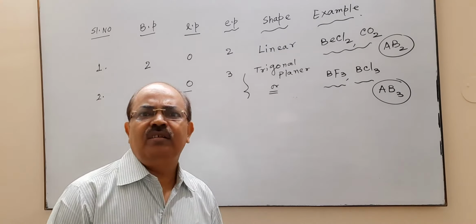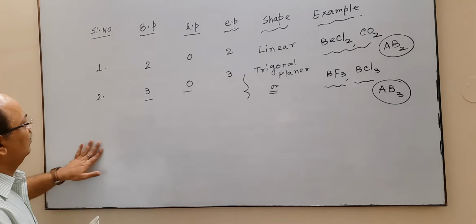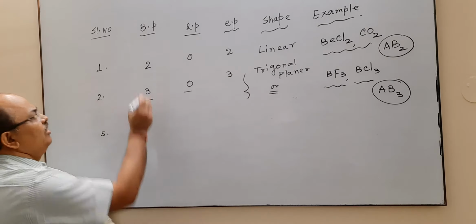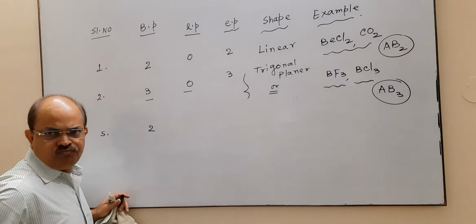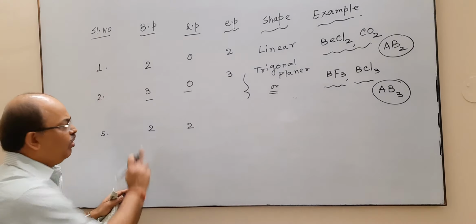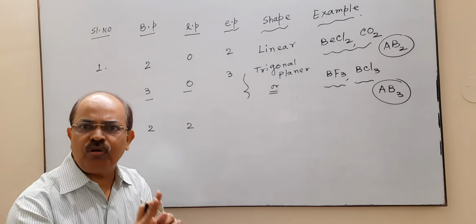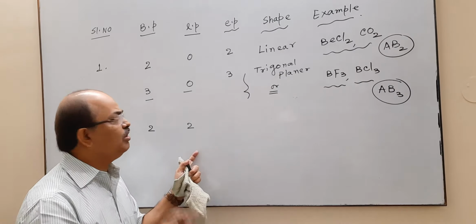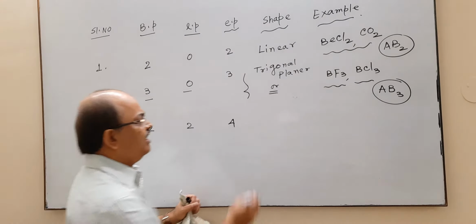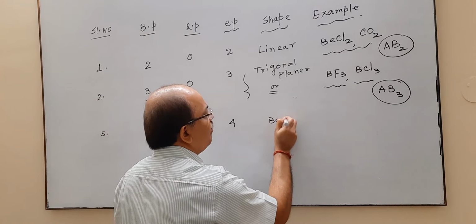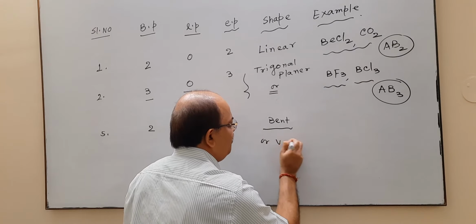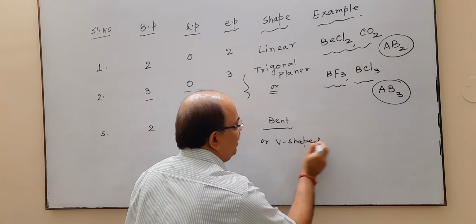Next serial number, that is your 5. Say bond pair is 2 and lone pair is 2. Then what is the sum of bond pair and lone pair? 4, because 2 is bond pair and 2 is lone pair. So the number of electron pair is 4. Now in that case, your shape is bent, or simply called it is your V shape.